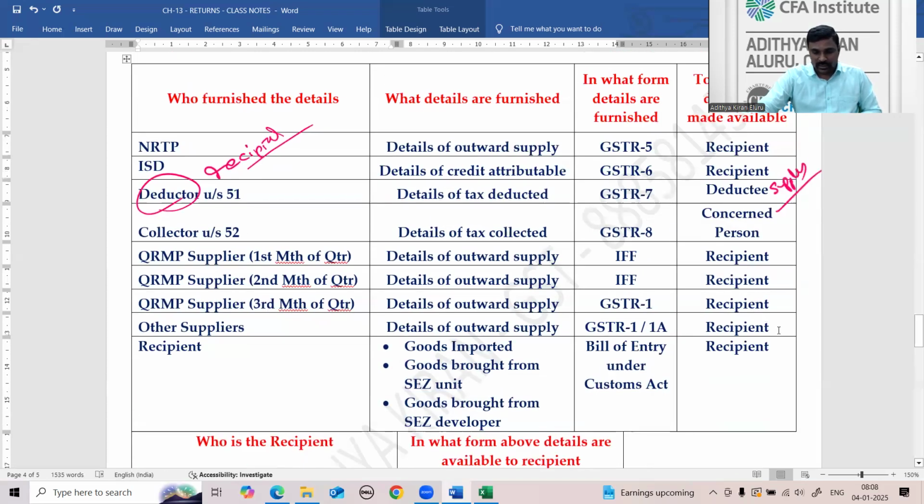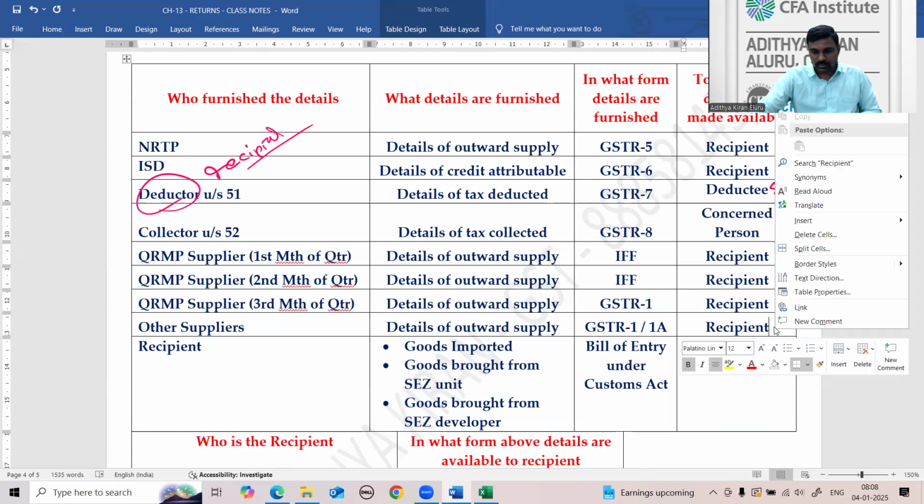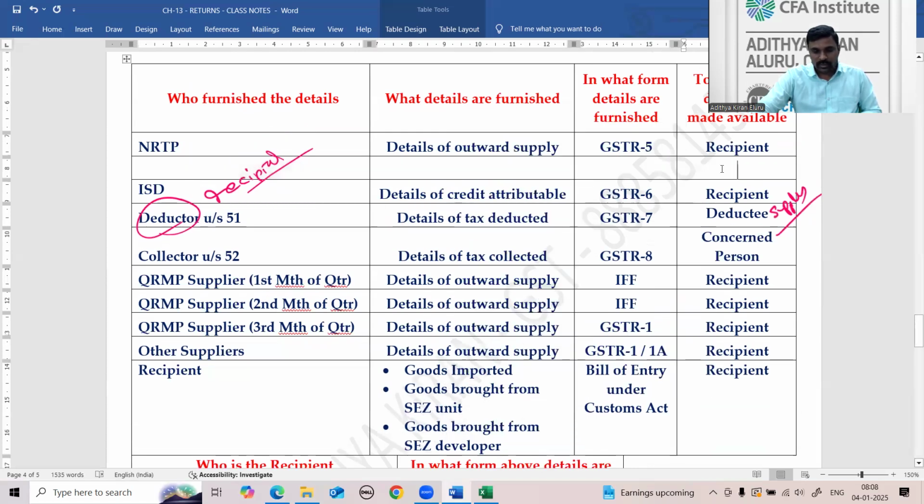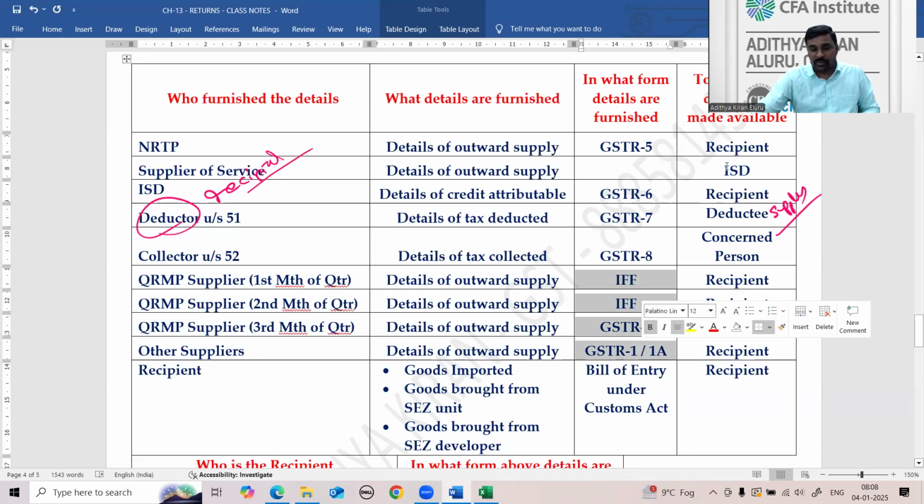See, I'll give you one more thing here. Before the input service distributor, there is the supplier. Any supplier of service will furnish details of outward supply. In what form? In any form, depending on the function. Details of outward supplies may be contained in GSTR 5, or in IFF, or in GSTR 1, or in GSTR 1A, any form. That will be available to the input service distributor. And then again, when the input service distributor is distributing the credit, he has to file GSTR 6.